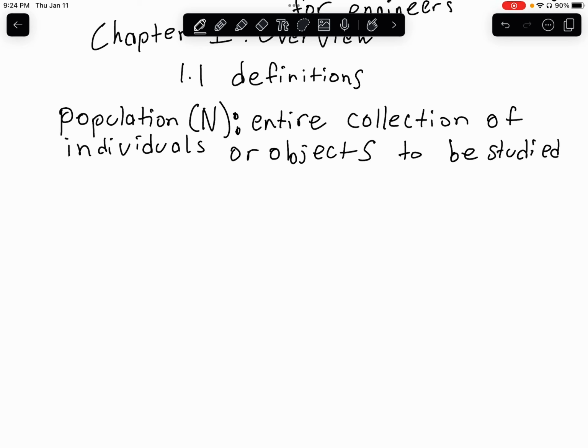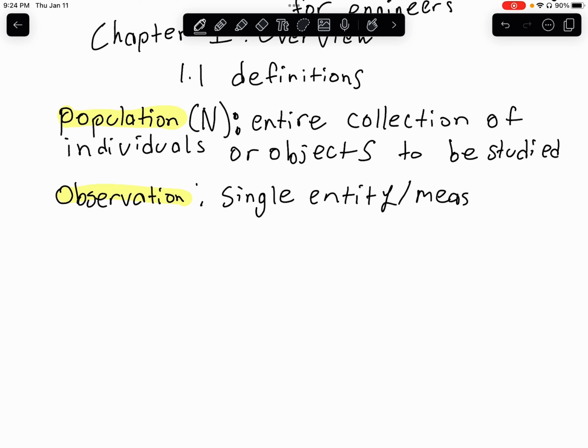Our next definition, and I'll highlight all of these definitions just to make it a little bit easier to see, is our observation, which is just easy. This is a basic definition. It is a single entity or measurement. So this is just what you notice. Out of, let's say, the people who go to a Raptors game, how many people are over 6 foot? So your observation maybe narrows it down just a little bit more.